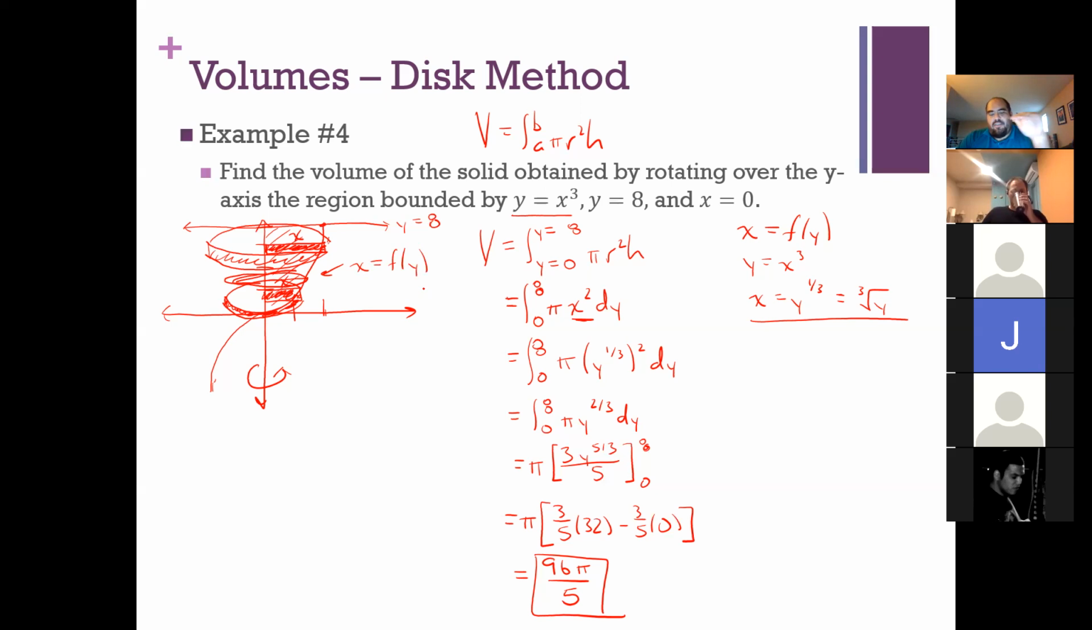So yeah, the radius in this example is going to come from whatever the x value of that function is, whatever the x value of that curve is. So radius comes from the x value, but we have to write this whole integral in terms of the variable y. So that means we have to translate that x in terms of y so we can actually complete the integral.